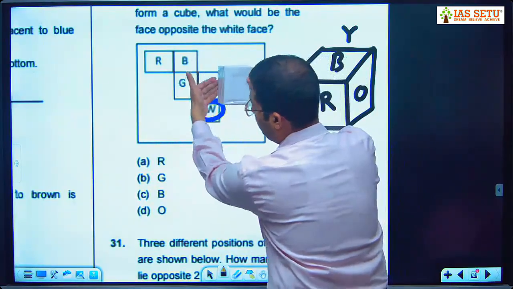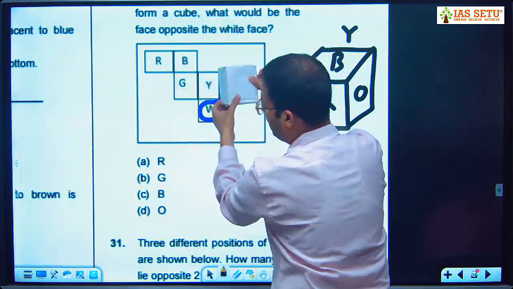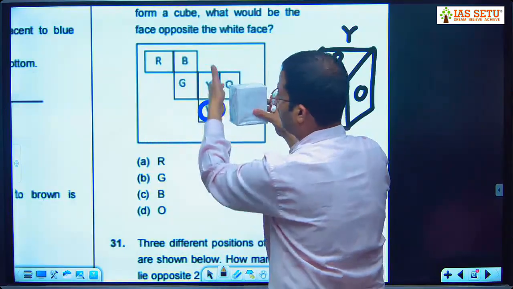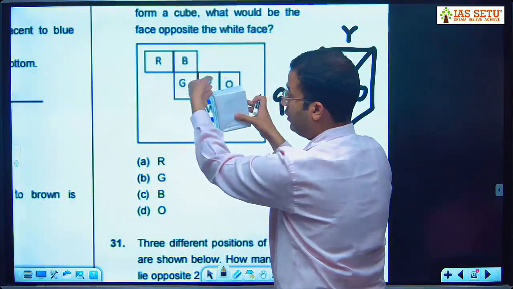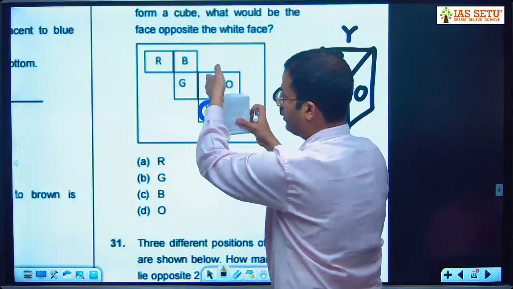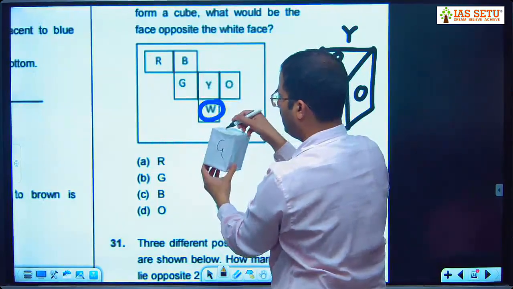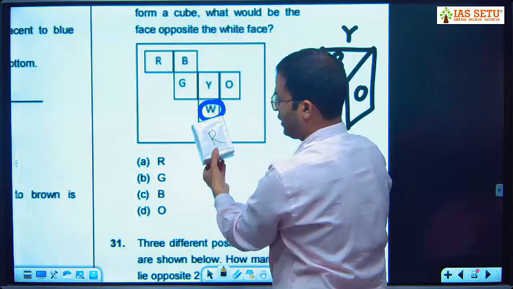So this is yellow. Yellow के साथ यहाँ green है, तो green will come on the left side. तो green के साथ blue और red आएगा. तो blue is just adjacent to green, तो blue will be on the top. और यहाँ पे आ जाएगा बचा हुआ red.